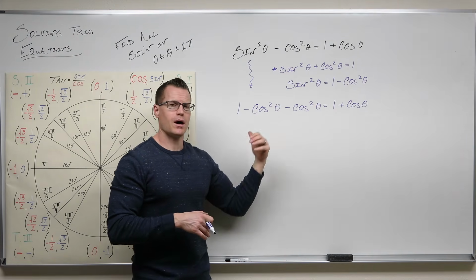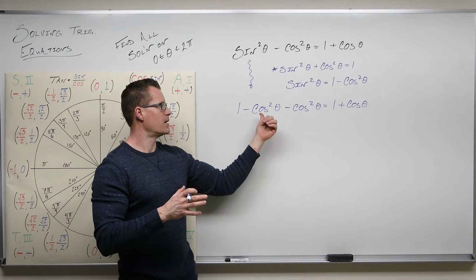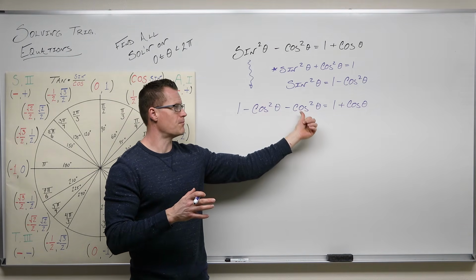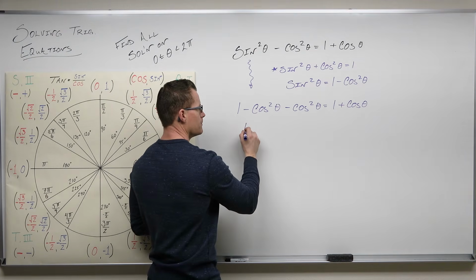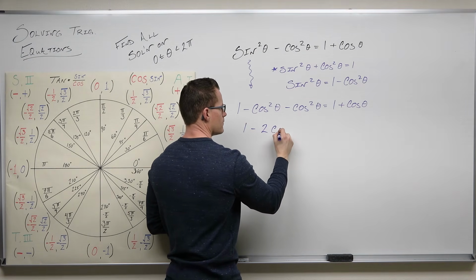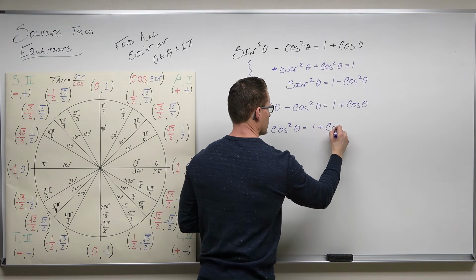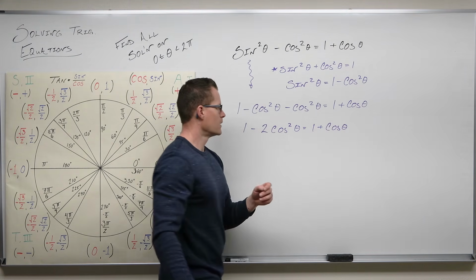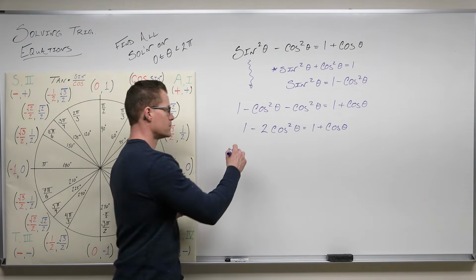Now, with that in mind, we start trying to combine whatever we can. So if I combine my negative cosine squared theta minus cosine squared theta, that's minus 2 cosine squared theta. I can also subtract 1 from both sides, and those 1s are gone.